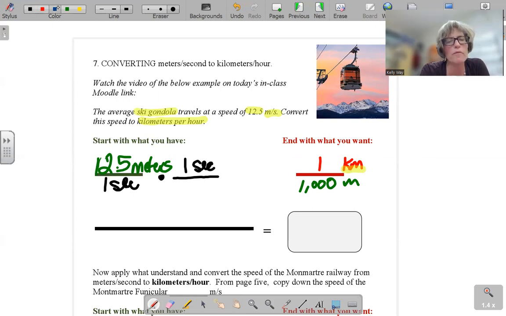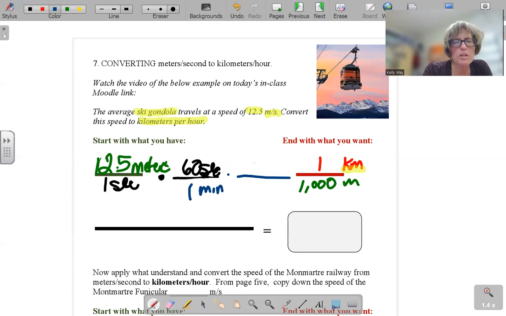I have to do a double conversion. Excuse me, not 1 second, 60 seconds, of course. 60 seconds for every 1 minute. And then we're going to times 60 minutes for every 1 hour.